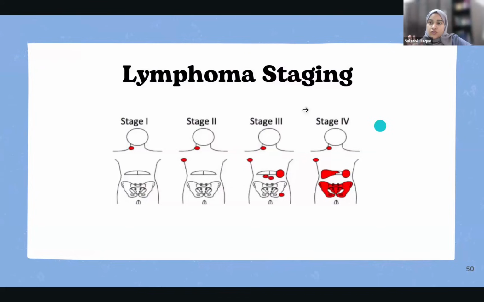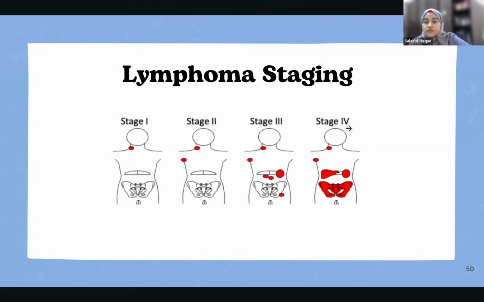Lymphoma staging. This is also very, very important. It can come as an MCQ or an SAQ. Stage 1 is one lymph node region involvement, one local lymph node region, for example para-aortic, cervical, or iliac lymph nodes. Stage 2 is two regions of lymph nodes, so para-aortic and cervical, let's say, but on the same side of the diaphragm. Stage 3 is on two sides of the diaphragm, so either cervical and, let's say, internal iliac lymph nodes.